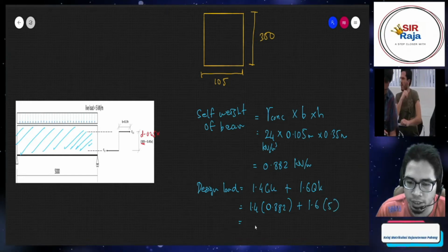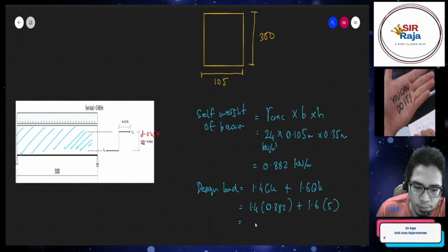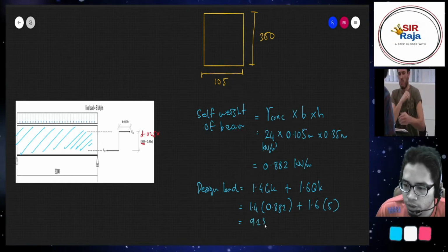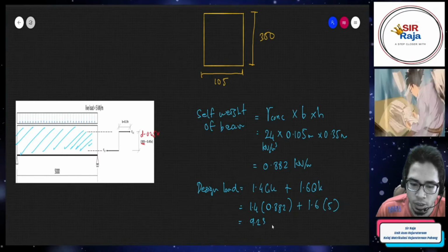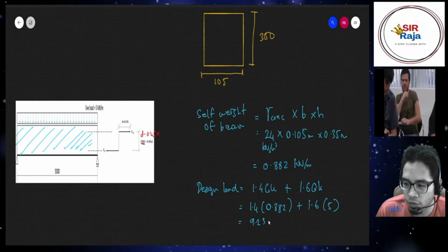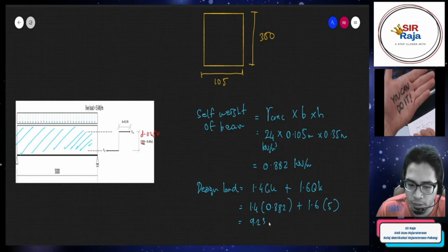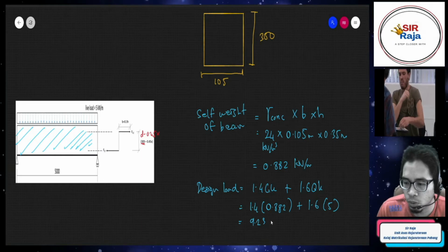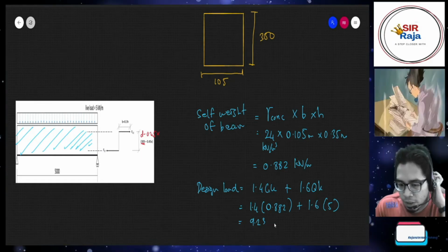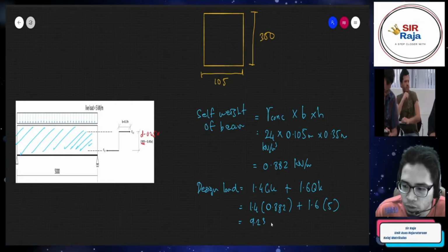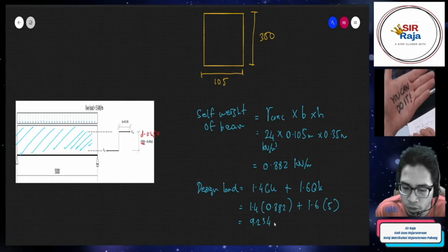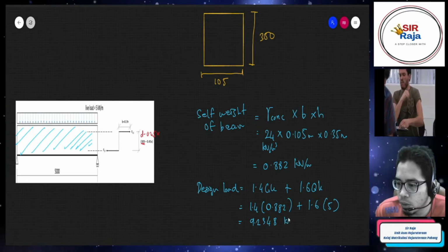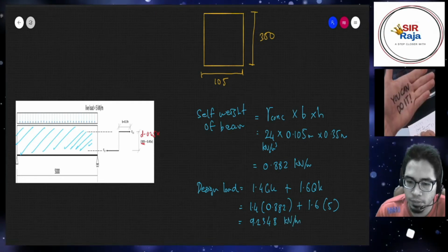And we will get the answer 9.23. For the sake of accuracy, I'm just going to put 4 decimal places, but you can choose 2 or 3 decimal places. For this question only, I'm going to use 4 decimal places. I repeat, 9.2348 kilonewton per meter.